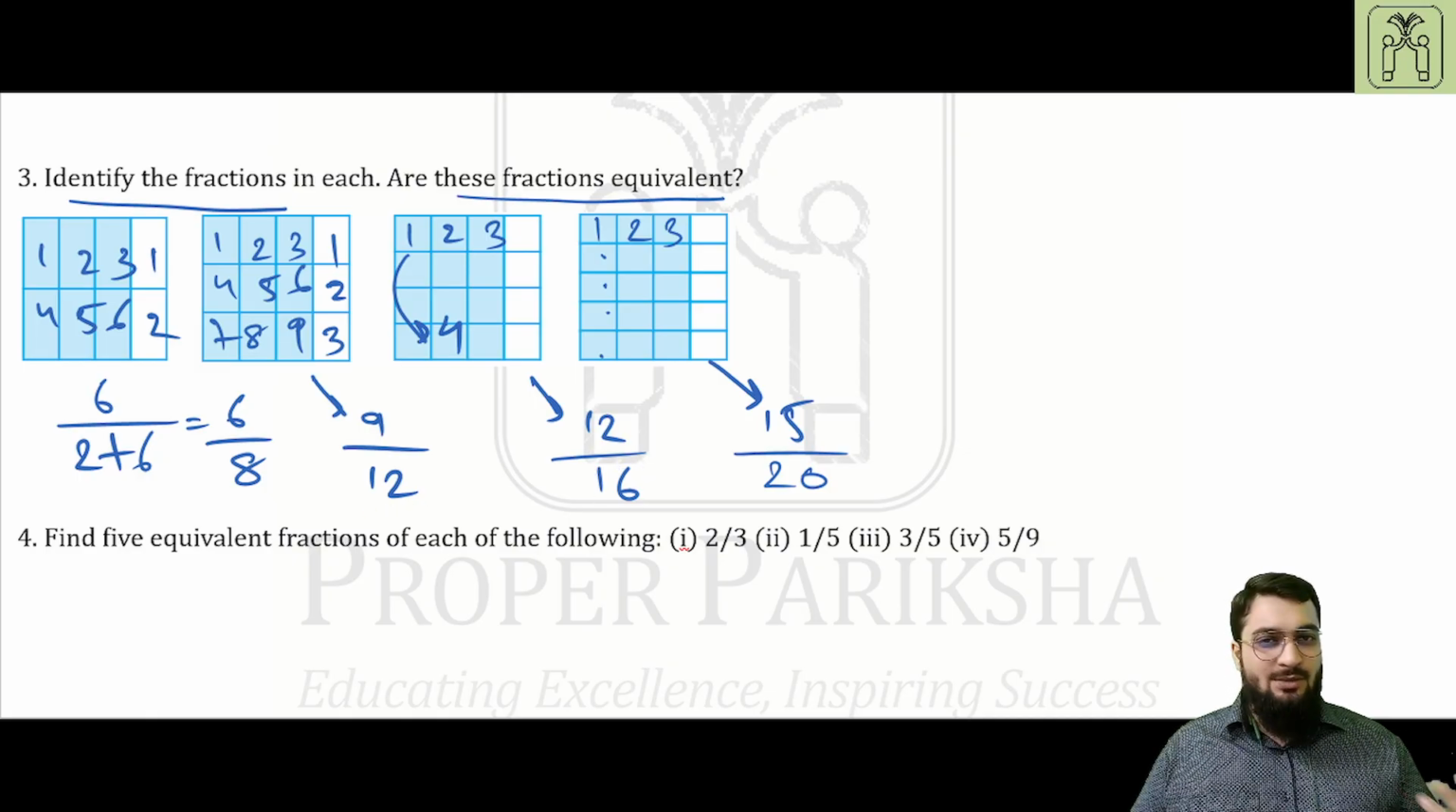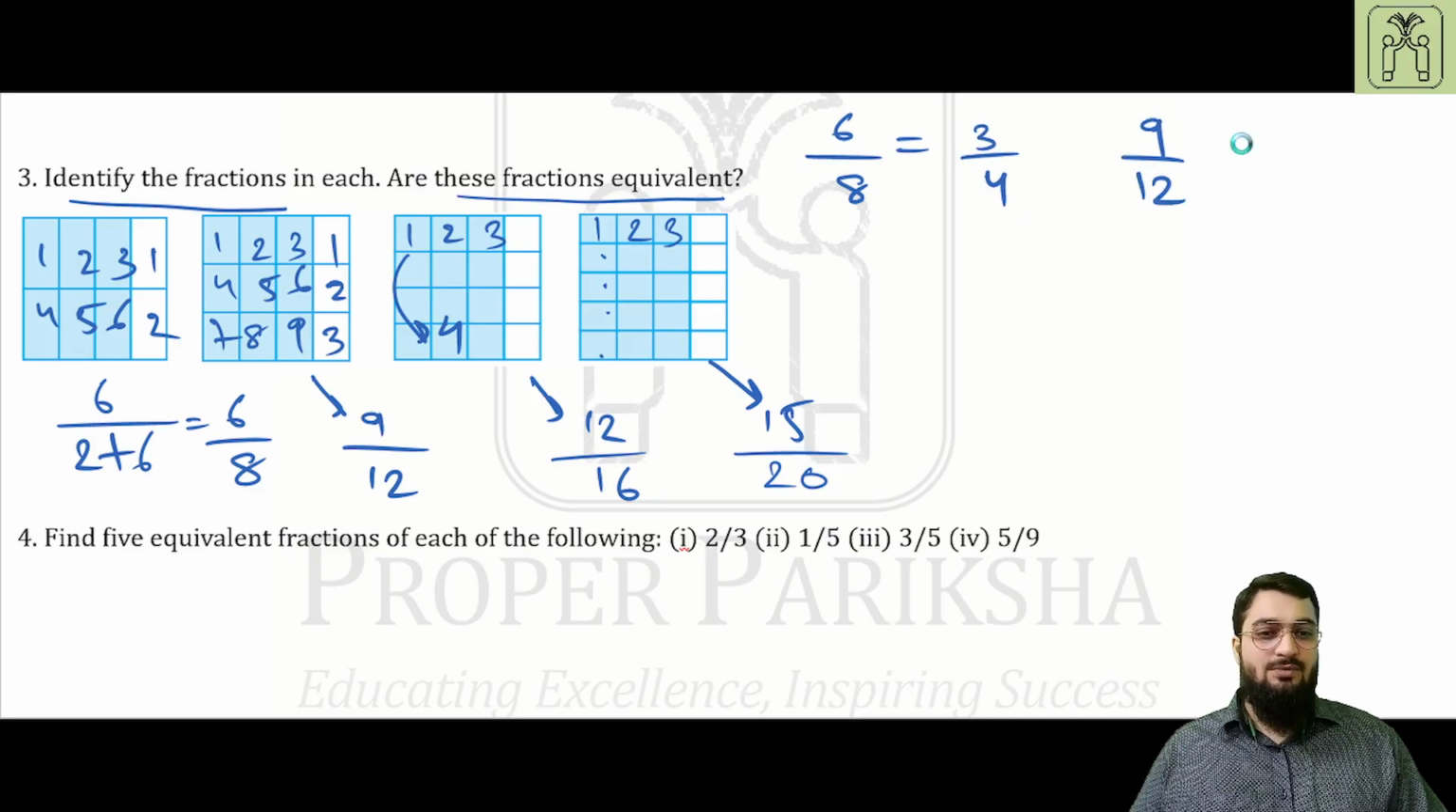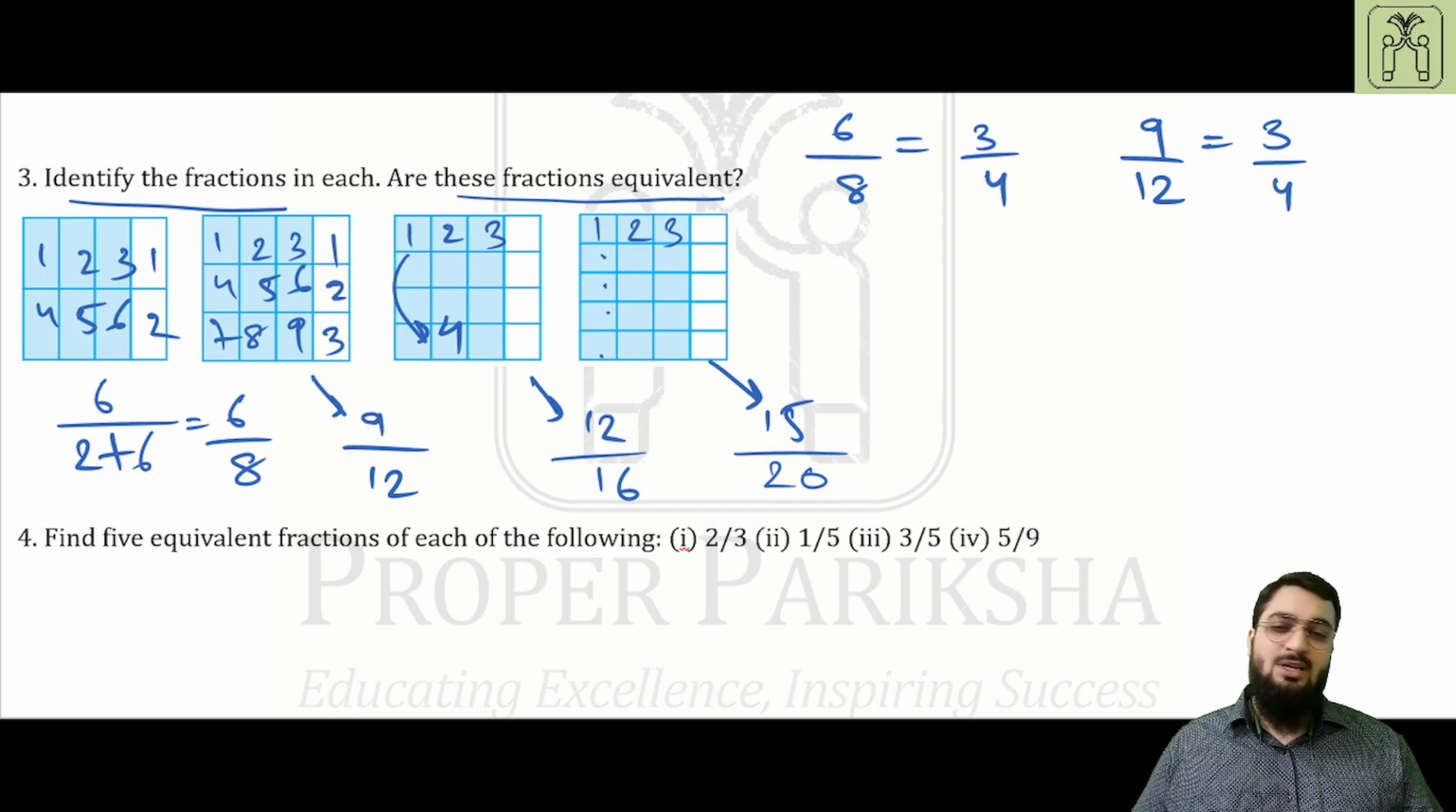What is the method to do this? What is the process to understand if they are equivalent? We will simplify each of them into its simplest form. So 6 upon 8, can it be simplified? Yes, the answer will be 3 upon 4. Similarly, we will simplify 9 upon 12. The answer will be 3 upon 4. You can do the calculations and see how we are getting to that part on your own using a pen and paper, which you have to do while studying mathematics.